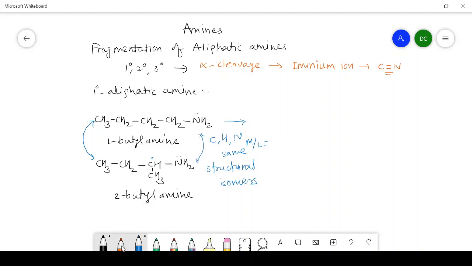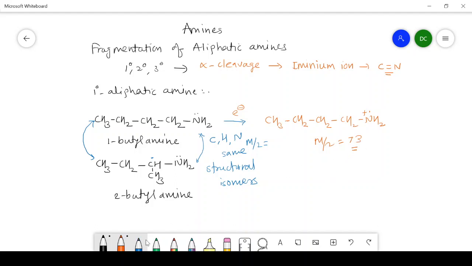Here we get this type of molecular ion after ionization of this compound. Nitrogen possesses a positive charge and there is a single electron. The m/z value, if you calculate, is found to be 73.